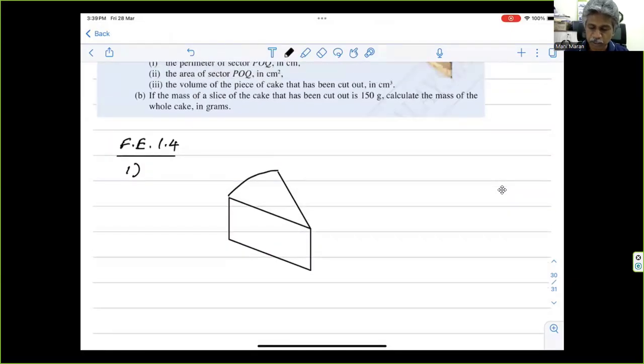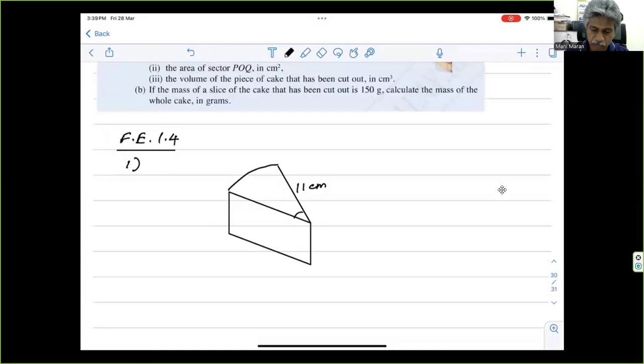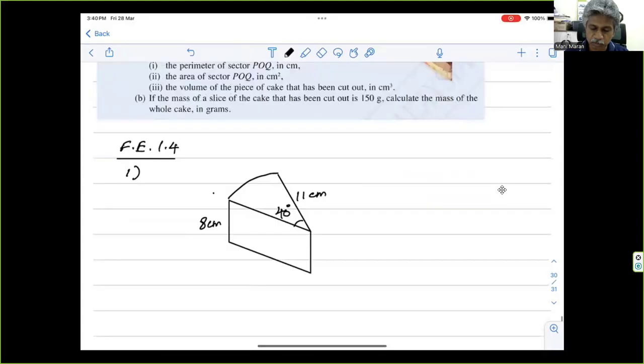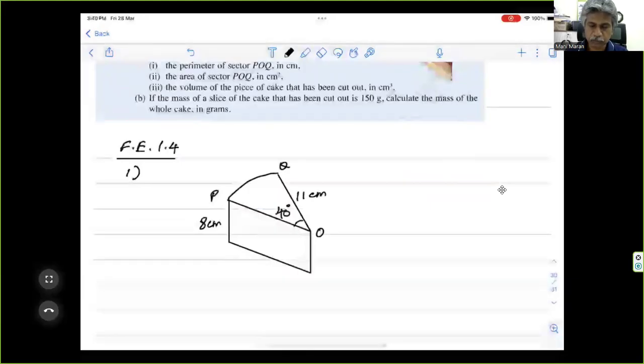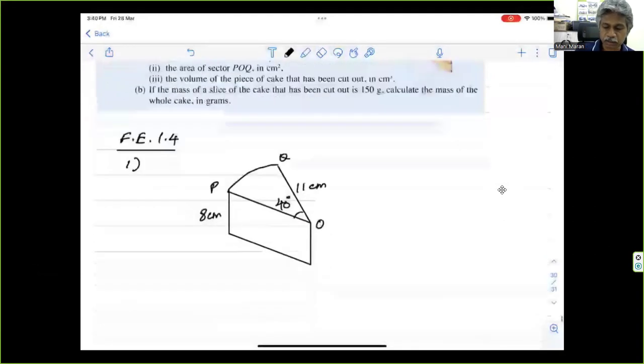And you are told that the radius is 11 cm. So 11 cm refers to the radius here. And then the angle is 40 degrees, and this angle is 40 degrees given. And height is 8 cm. Now label the three edges P, O, Q. So this is P, this is O, this is Q. So draw a small sketch like this, so you'll understand more clearly what is going on.